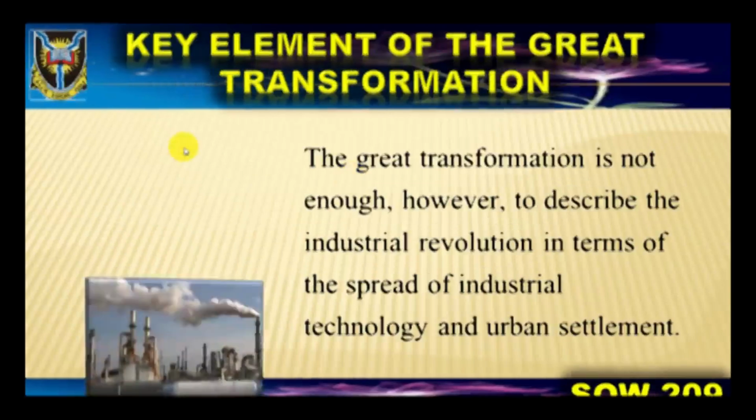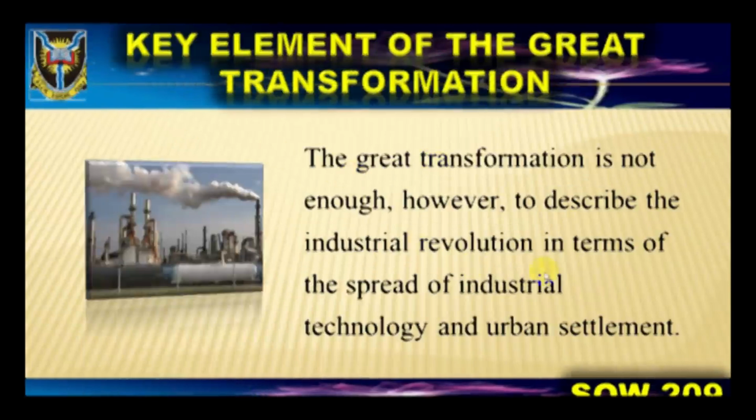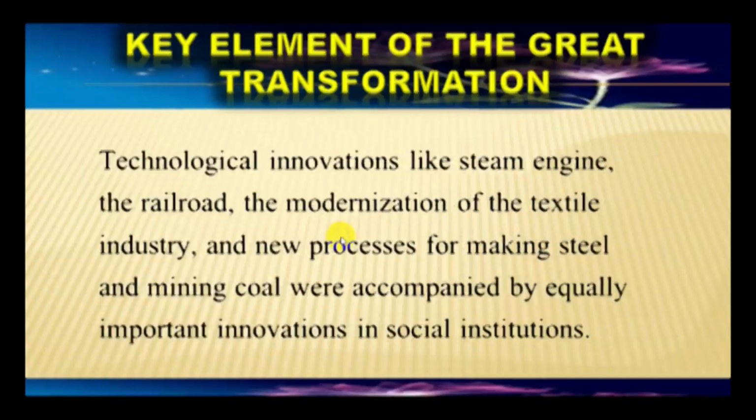Key elements of the Great Transformation. It is not enough, however, to describe the Industrial Revolution in terms of the spread of industrial technology and urban settlement. Technological innovations like the steam engine, the railroad, the modernization of the textile industry, and new processes for making steel and mining coal were accompanied by equally important innovations in social institutions.